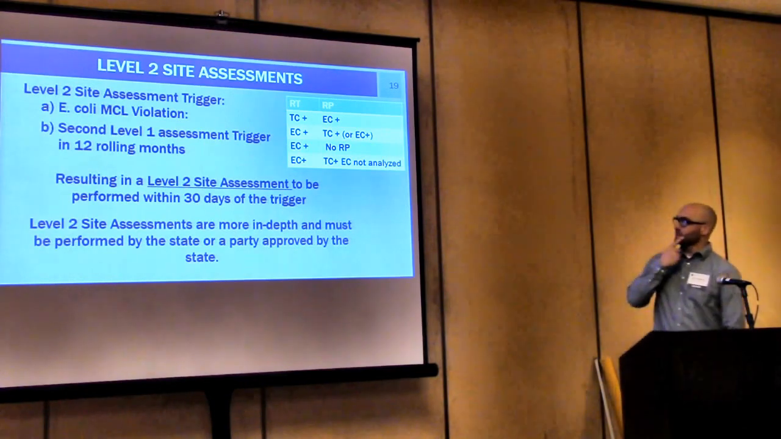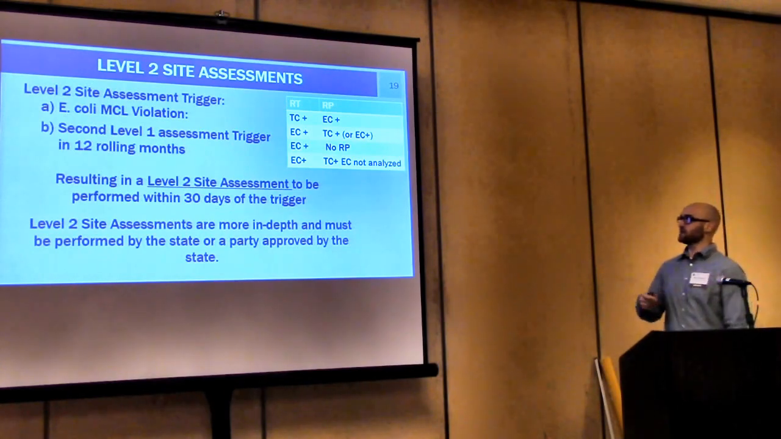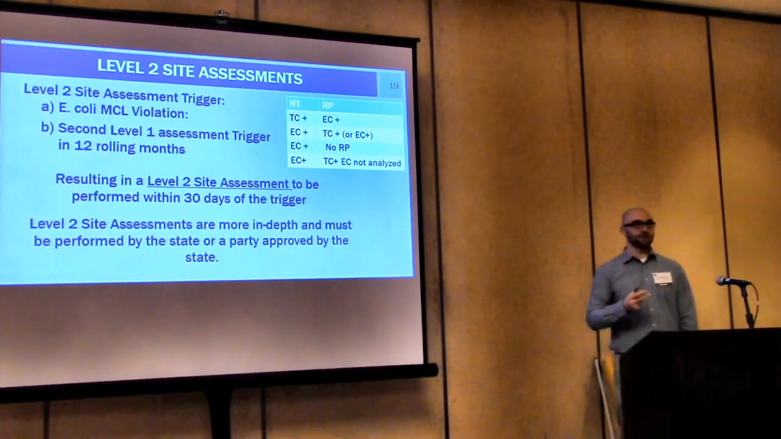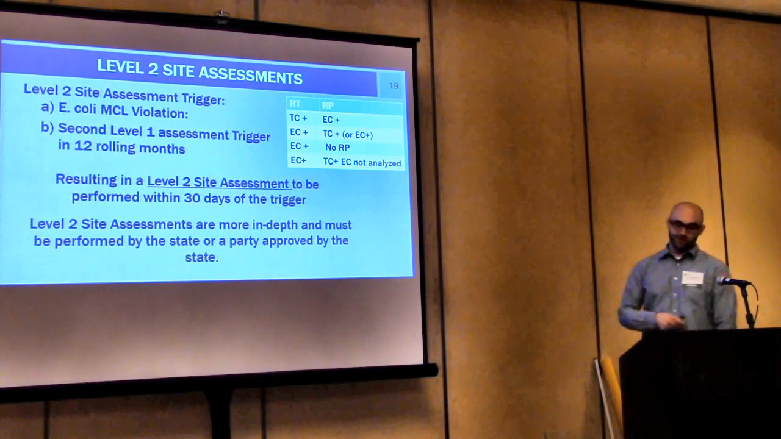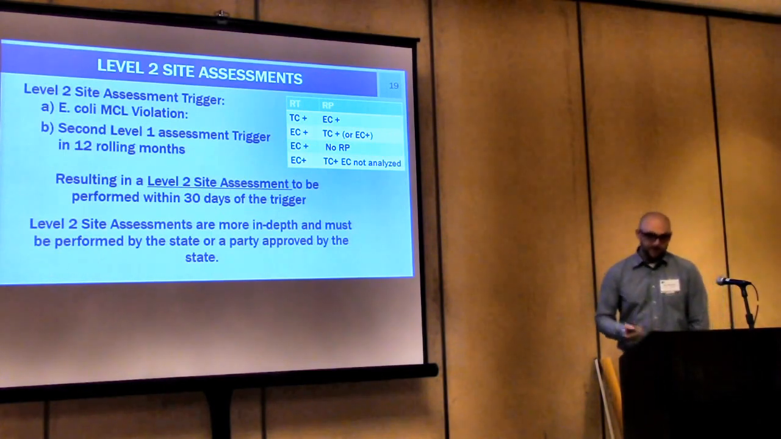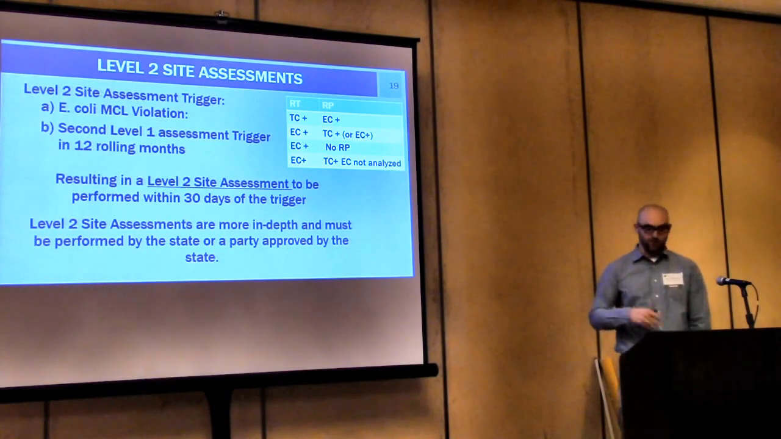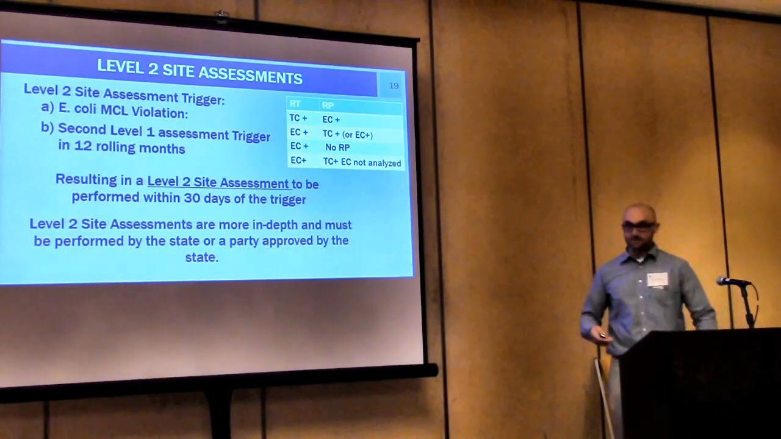And this won't be the case very much in Vermont, but if you have an E. coli positive routine and a total coliform positive repeat, and E. coli is not analyzed, it's usually not applicable in Vermont. Most of the labs are really good about checking for E. coli too. That would trigger level 2. Level 2 site assessment needs to be performed within 30 days of the trigger. It's a more in-depth, more developed process. So like I said, performed by the state or parties approved by the state.